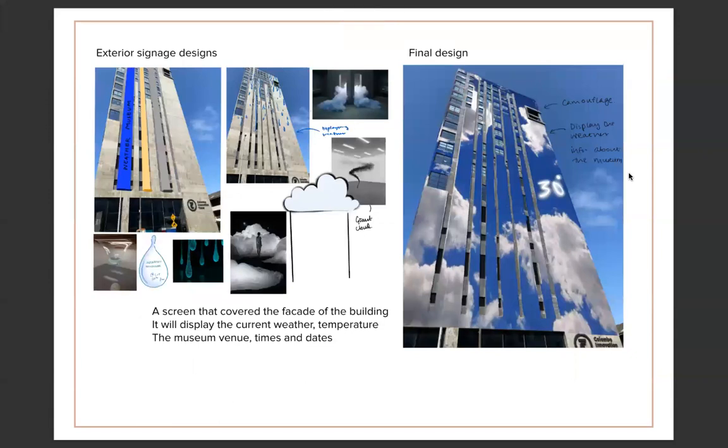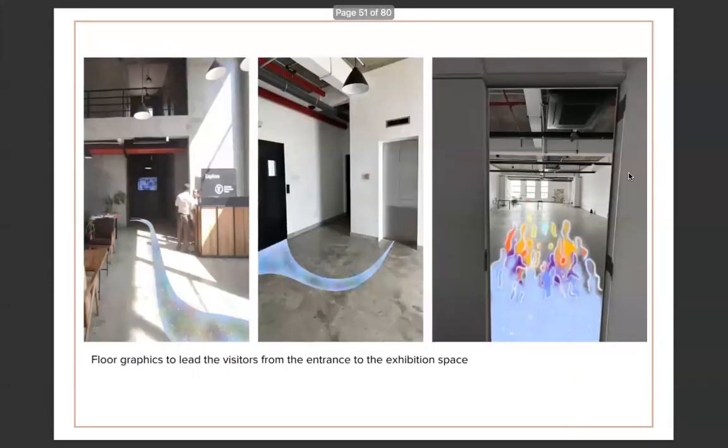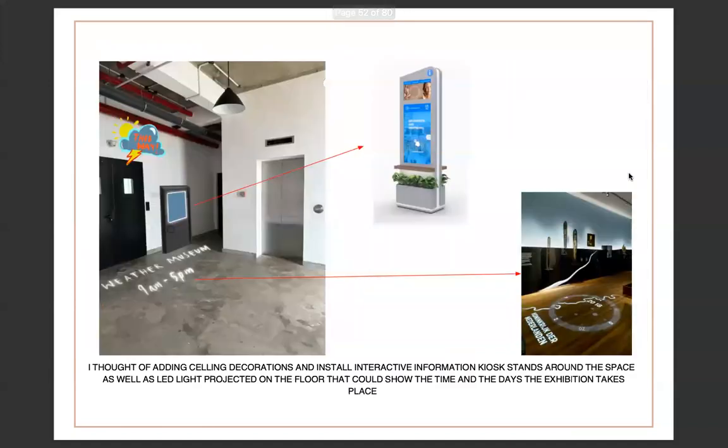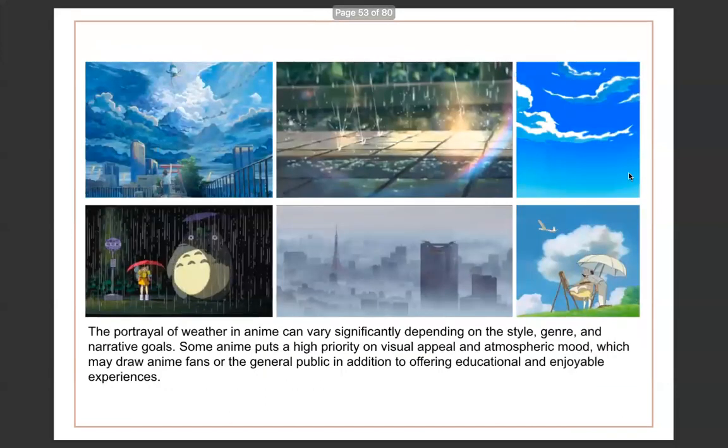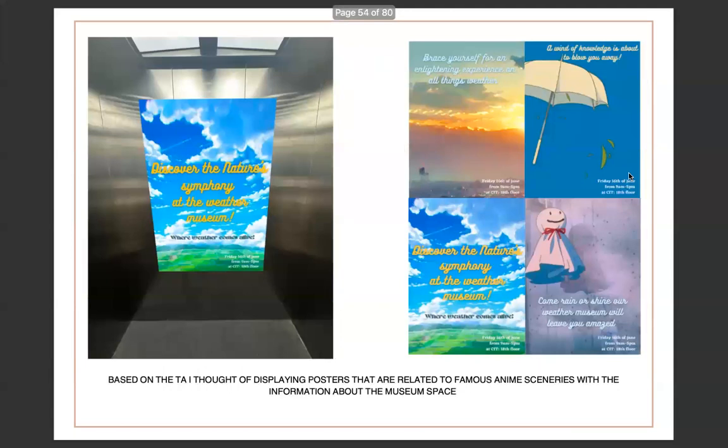And this is the exterior design that I came up with, and some flow graphics, as well as some designs and installations within the space. I thought of having anime as an inspiration for some poster designs, as I have targeted the anime audience as well. And anime is a great way of showing weather, as it has its own unique way of portraying weather throughout the series and movies.